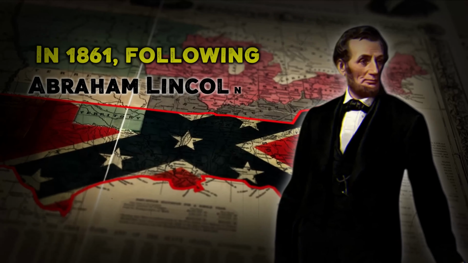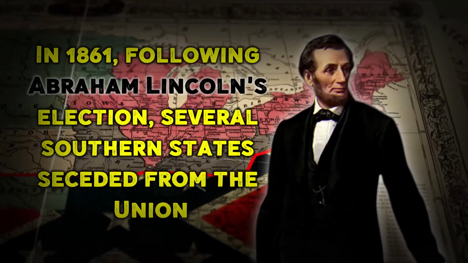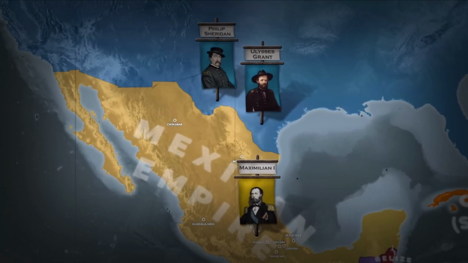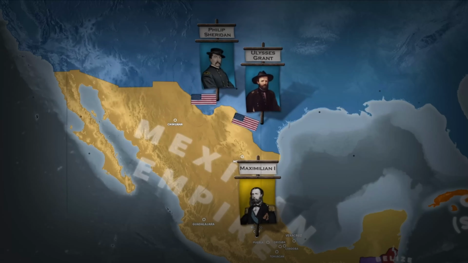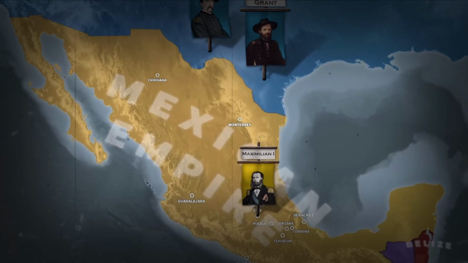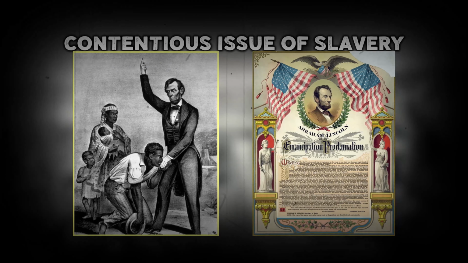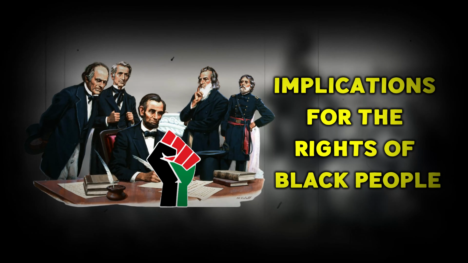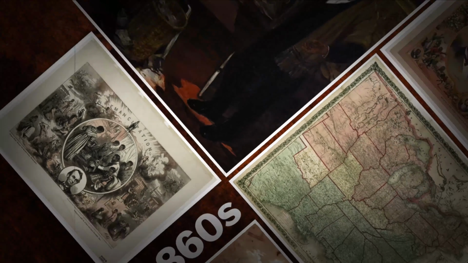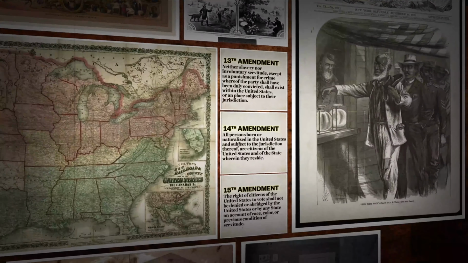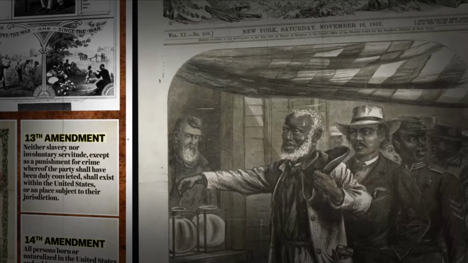In 1861, following Abraham Lincoln's election, several southern states seceded from the Union, forming the Confederacy and initiating hostilities against the remaining states. This revolt in the South stemmed from the contentious issue of slavery and its implications for the rights of black people. In 1860, under the leadership of Abraham Lincoln, the United States was on the brink of banning slavery in all its territories.